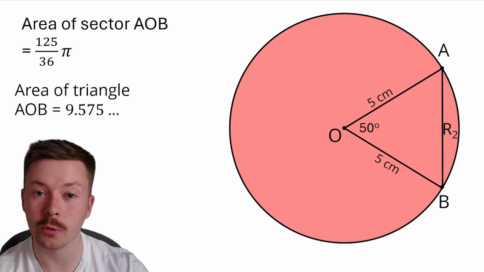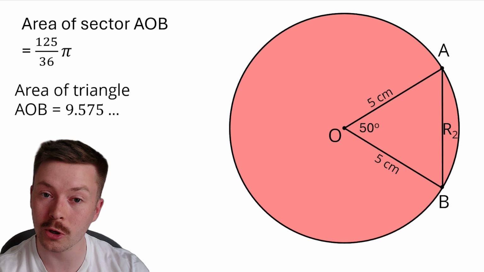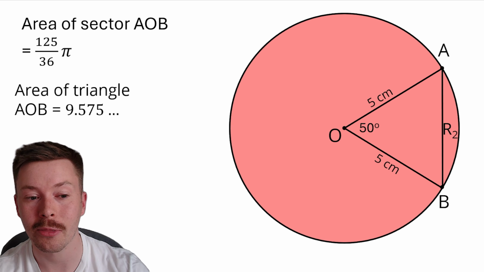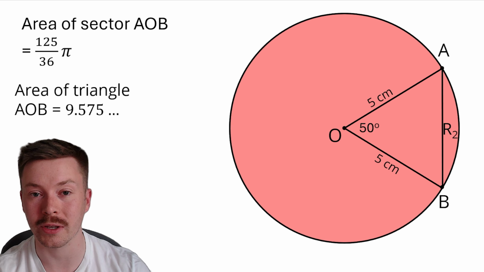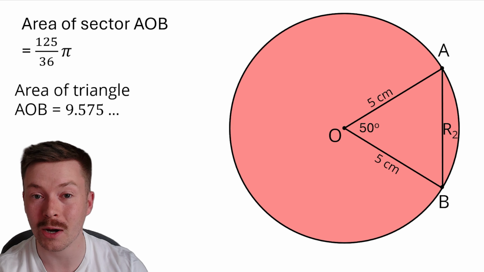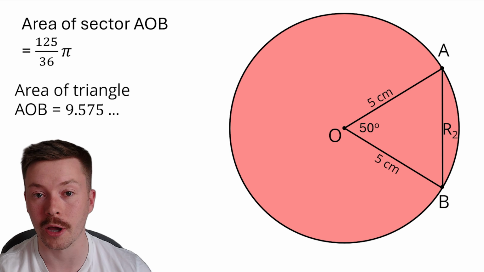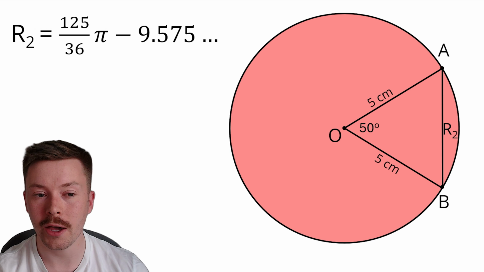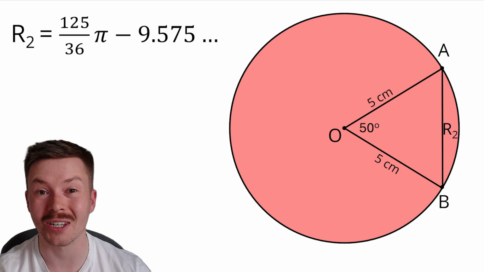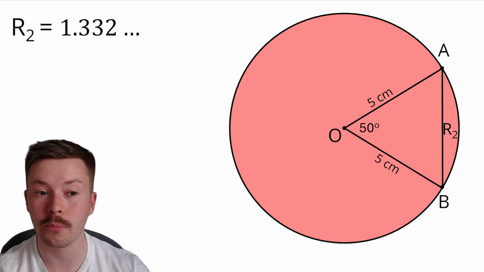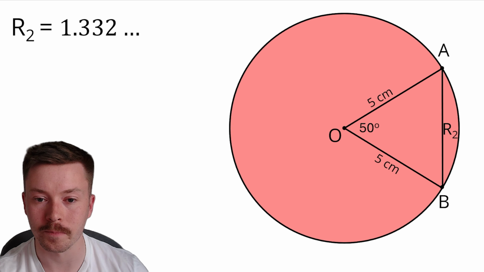Actually, what I'm going to do is store that number on my calculator. But the dot dot dot is there to signify that I am not truncating or rounding this number, because I don't want to end up with a rounding error at the end in my answer. From there, I'm going to subtract those two answers to give me R2, which is 1.332 dot dot dot.